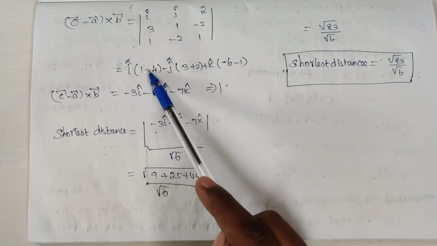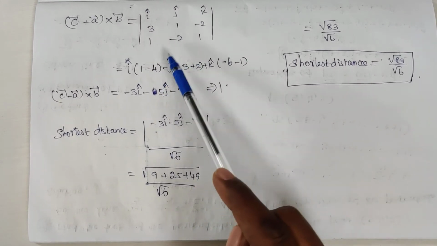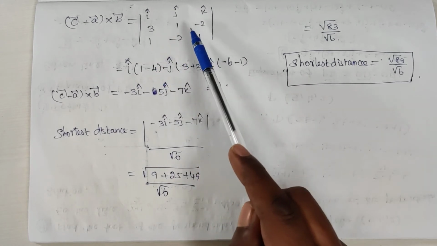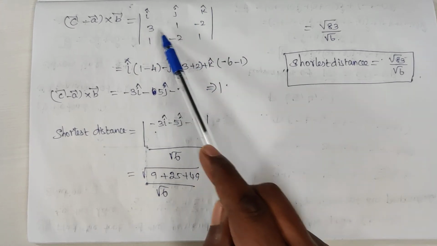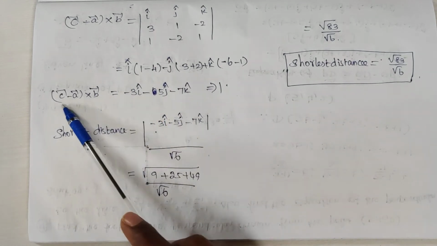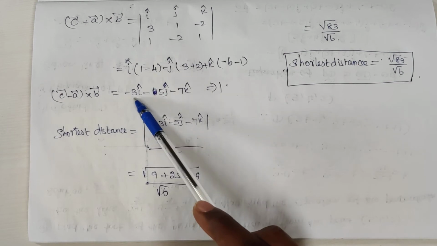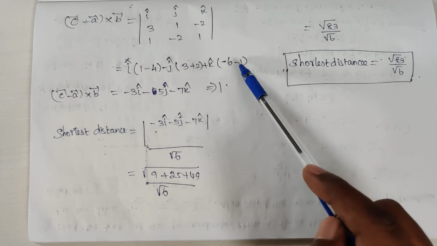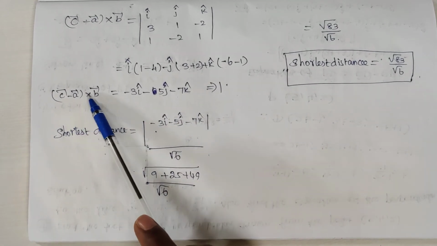So already this minus is the formula's minus. So 1 minus 4, minus j cap into 3 ones are 3, minus 2 into 1 is minus 2. So already minus is there, so minus minus plus 2, plus k cap into 3 into minus 2 is minus 6, minus 1 into 1 is 1. So c vector minus a vector cross b vector is equal to 1 minus 4, that is minus 3i cap; 3 plus 2 is 5, so minus 5j cap; minus 6 minus 1 is minus 7k cap. So this is c vector minus a vector cross b vector.